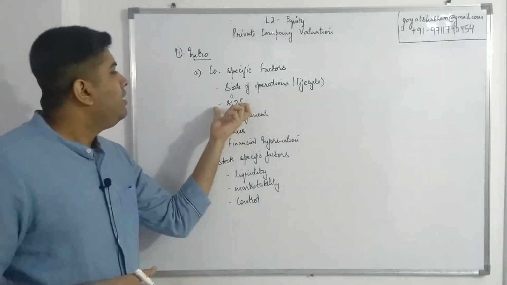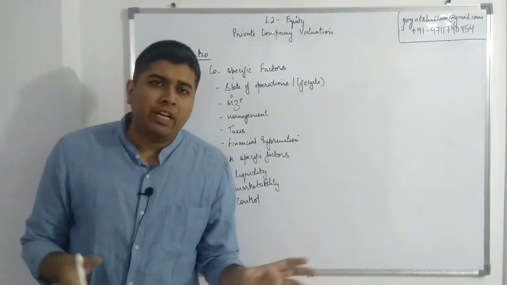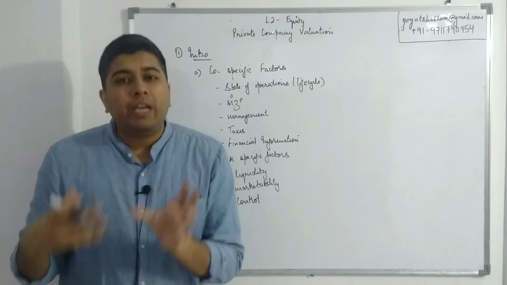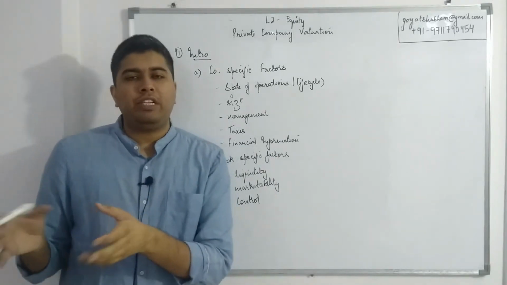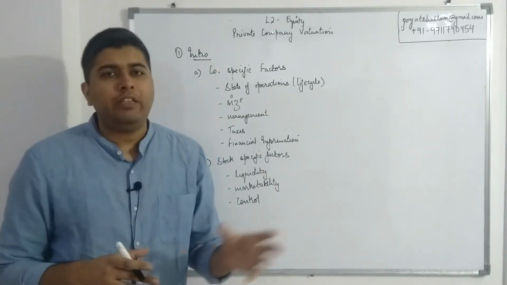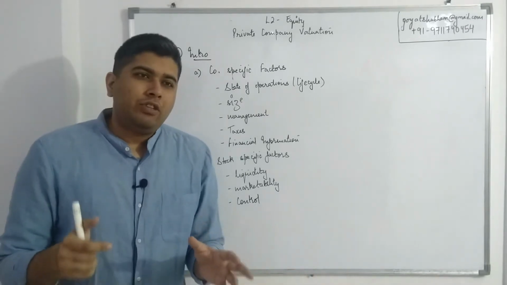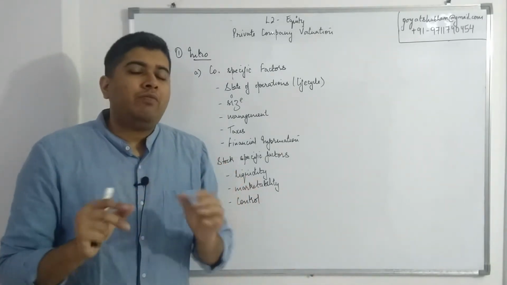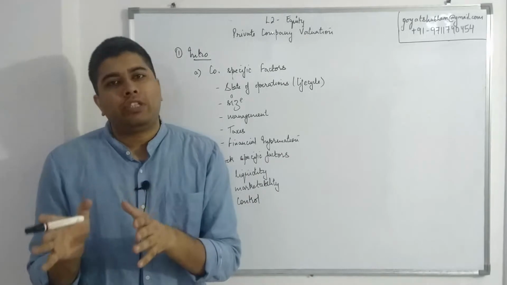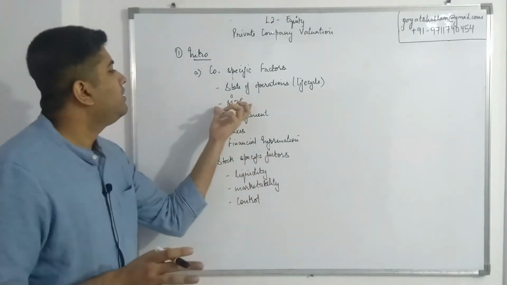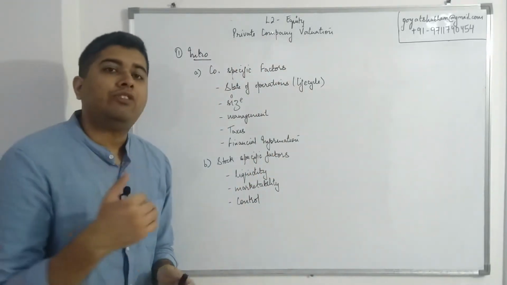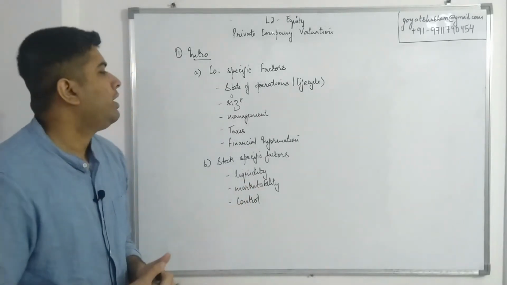Then you have the element of size. This is again related to the same thing, that mostly the bigger companies are the public companies and smaller companies are generally the private companies. And as such, valuation of both of them with exactly the same techniques is not logical. So for that reason, there is a difference between how we should approach the valuation of a private company and that of a public company.